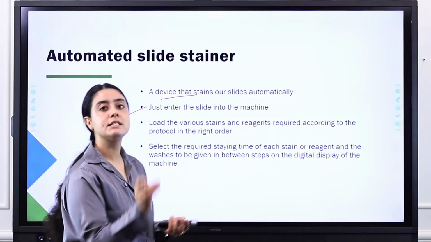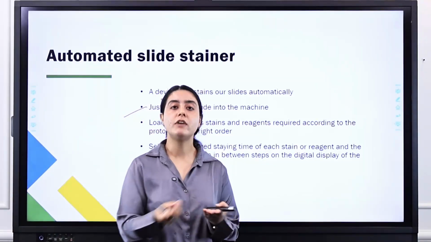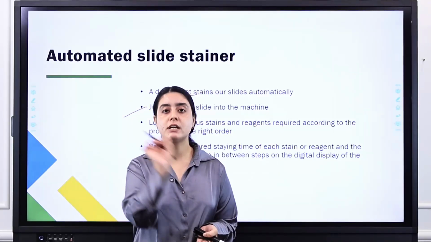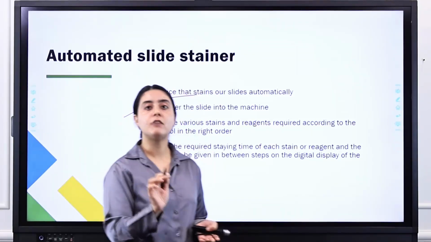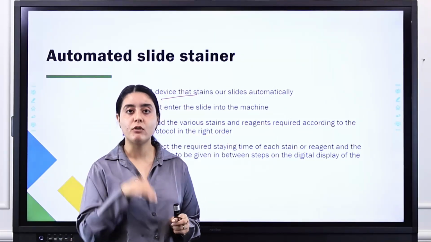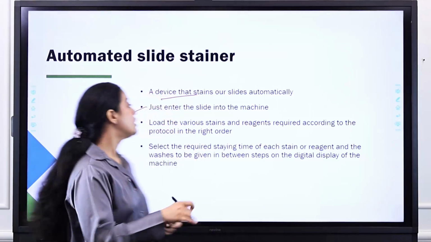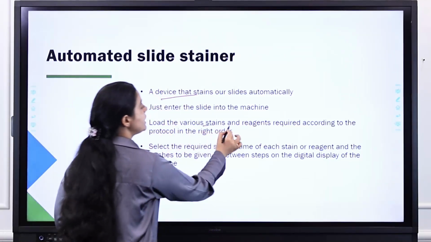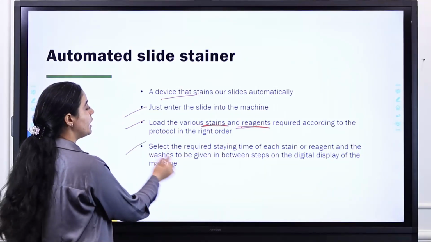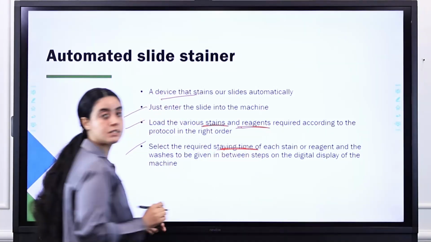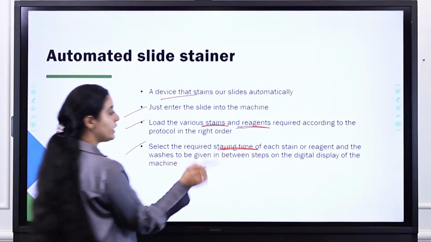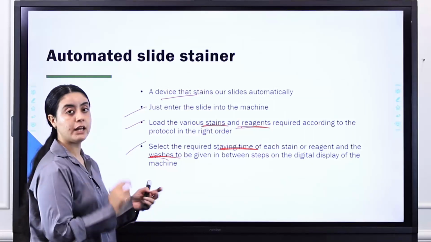We just have to enter the fixed slides in the machine. We have to put all the stains over there, we have to put the water and everything, and there is a template. We have to fix the time and the type of washings we want in our staining procedure. So this is a machine. We have to load the various stains or reagents which are required according to our staining needs, and select the required stain time for each stain, how much time we need to stain the slides. And also we have to set the washes between every step.